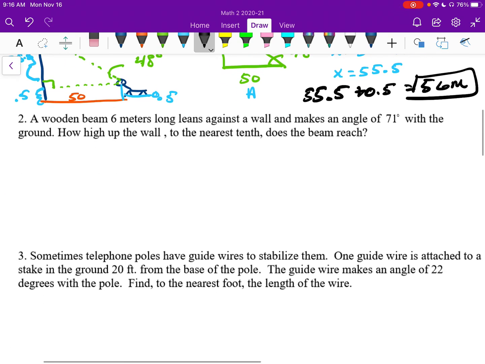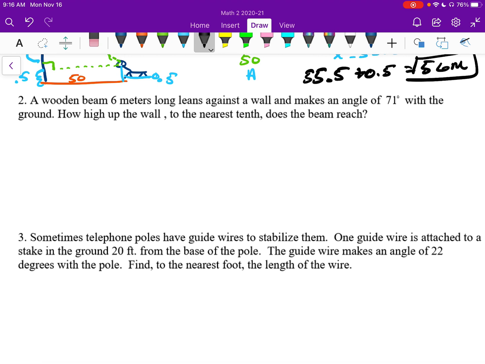All right, number two. A wooden beam measures 6 meters long and is leaning against a wall to make an angle of 71 degrees with the ground. All right, so let's read that again. A wooden beam 6 meters long leans against a wall. Let's draw our little wall. Here's our house. We'll say that this right here is our wall.